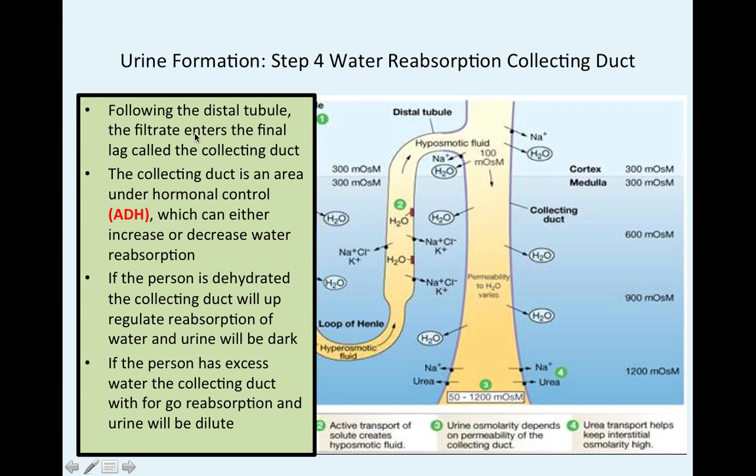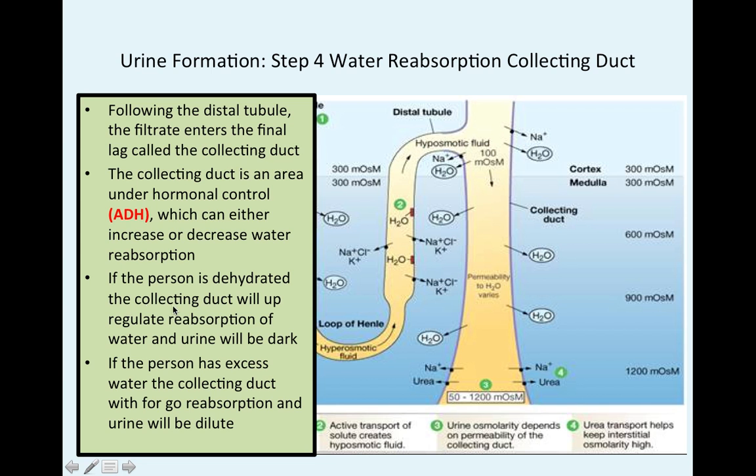And then following the distal tube, the filtrate enters the final leg called the collecting duct. And this is where we have the most control over water reabsorption. So this is where your body is going to look at, are you dehydrated or are you overly hydrated or are you perfect? And then control how much water gets reabsorbed during this final phase. Okay? So the collecting duct is under control of ADH, antidiuretic hormone, which is again released by the pituitary, which can either increase or decrease water reabsorption in this final leg.